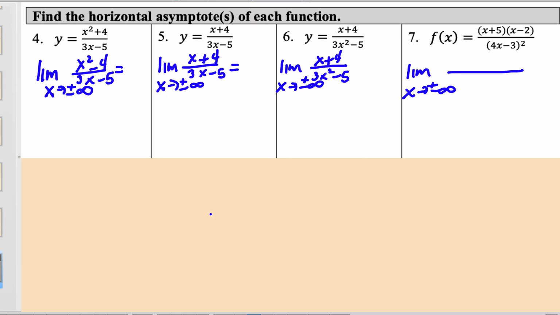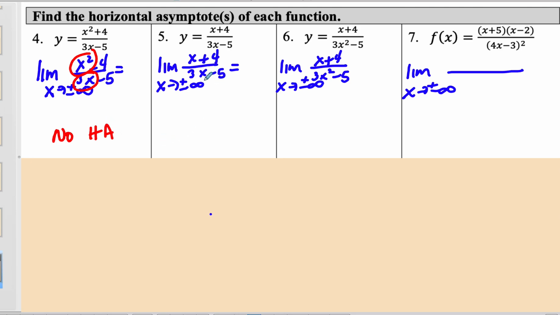Okay, let's practice some problems. I want to find the horizontal asymptotes, which means I want to look at x going to plus or minus infinity. I notice that the numerator degree is higher than the denominator degree, that means there are no horizontal asymptotes. It just wants to keep growing. It doesn't want to level off.